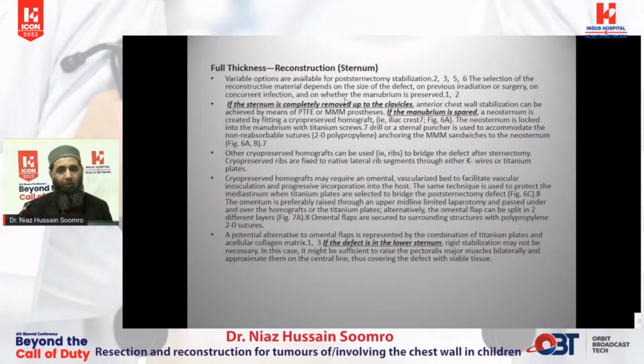So the neosternum is locked into the manubrium with titanium screws. Drill or external punches are used to accommodate the non-absorbable suture, as we have discussed, and we should fix the patches with the sternum with the help of sutures. Other cryopreserved homografts that can be used are ribs to bridge the defect of the sternectomy, and cryopreserved ribs are fixed to native lateral rib segments through either K-wires or sternal plates.